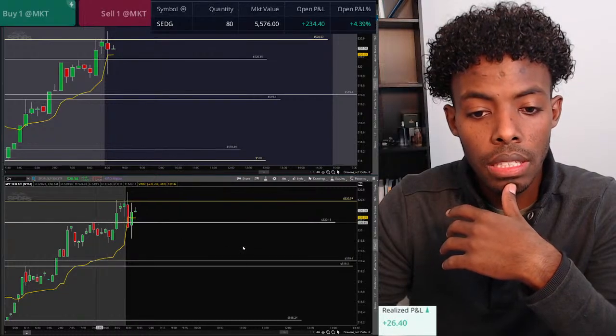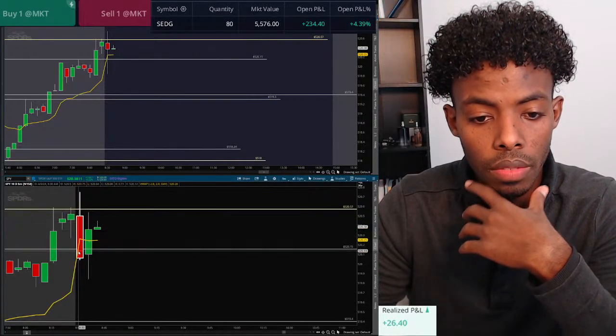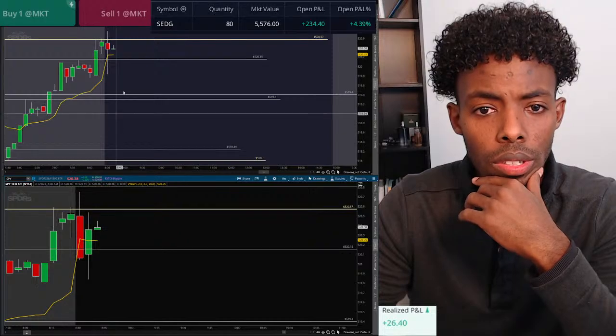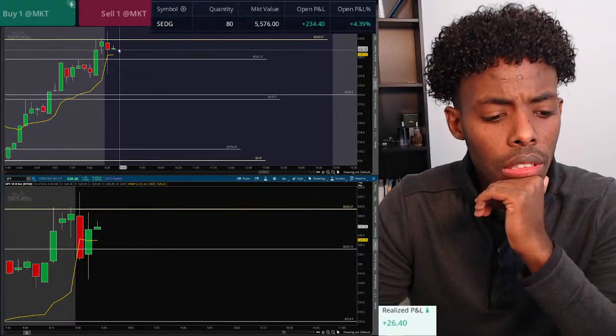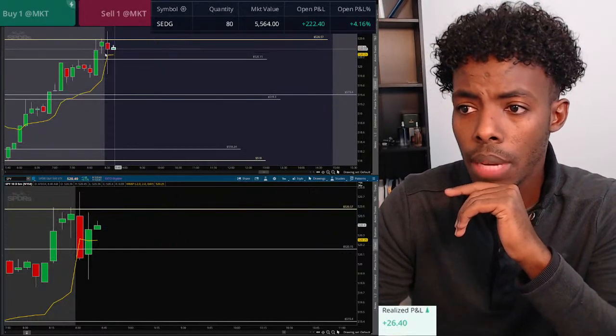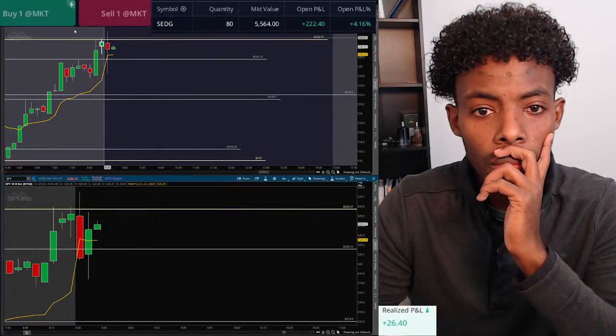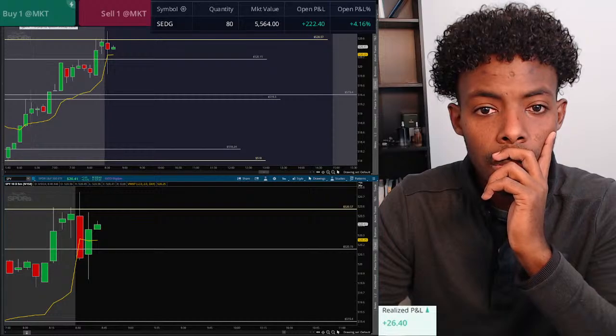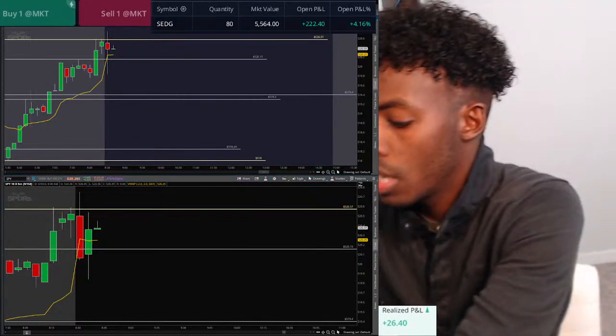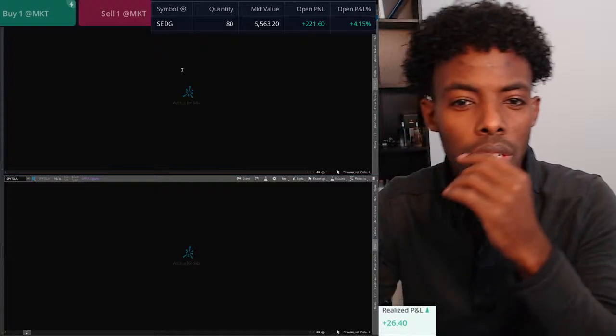So it closed red on the 10-minute. The 5-minute it went slightly. It closed below the VWAP and just got picked up. Of course, give it some time. I'm gonna give it some time for SPY to cook a little bit.